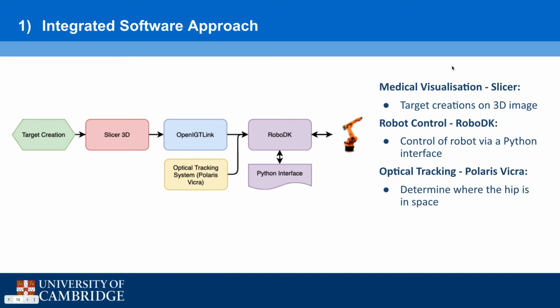So we've touched on the integrated software approach already, which is that we create targets in Slicer, we send them over to RoboDK, which controls the robot via a Python interface. We send it over using OpenIGTLink, which is a data transfer protocol. And RoboDK is connected to the camera as well.